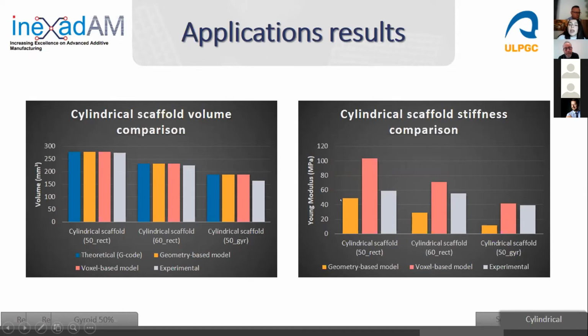but we can observe that the gyroid has the lower stiffness, and the first configuration is the higher one. The same occurs with the voxel-based model and the experimental, the printed part. So we can conclude that the results are not proportional, but the models can predict which part is the most rigid part and which one is the less rigid.